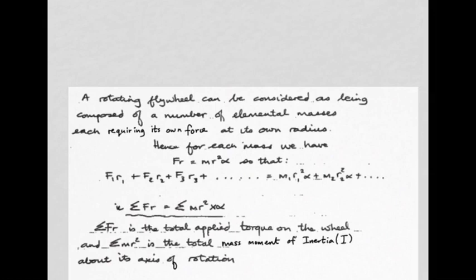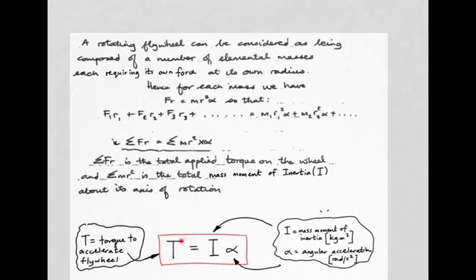If we were to achieve that, the sum of all the FR terms would be the total applied torque on the wheel, and the sum of all the m r squared terms would be the total mass moment of inertia of the flywheel about its axis of rotation. Notice that alpha is still outside of that, suggesting that torque required for acceleration is the sum total of all the mass moment of inertia terms multiplied by this alpha. And if you look at what each term means in this simple formula, torque equals I alpha, this is the torque to accelerate the flywheel.